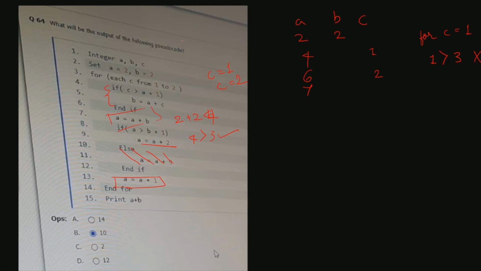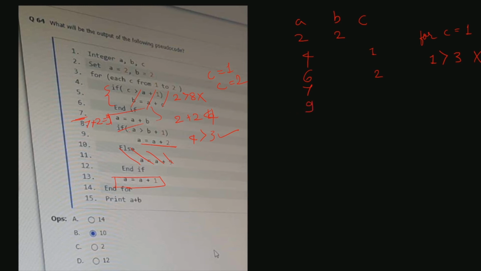For this, again we check whether 2 is greater than, now our value of A is 7, so 7 plus 1 is 8. Whether 2 is greater than 8, which is false. So this statement will not run again. Now execute this statement, that is A equals A plus B, which is now 7 plus 2, is 9. So our new value for A is 9.